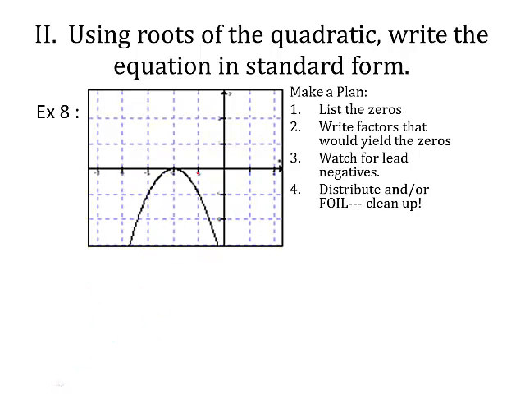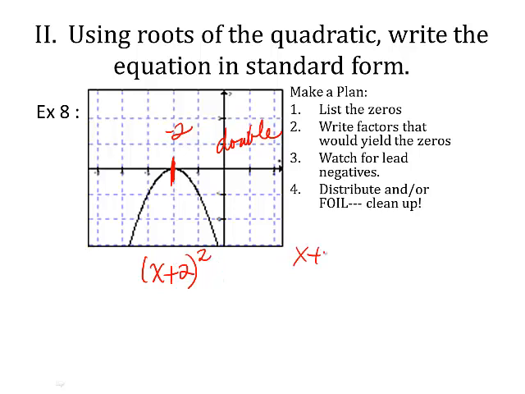How about this one? List the zeros. Well, it's only hitting right here at negative 2. Okay? Write factors that would yield these zeros. Well, if it's negative 2 on the graph, it's going to be positive 2 here. Now, there's supposed to be two solutions, right? It's a quadratic. We know that. But only one is showing up. Only one thing is touching the axis. So remember, that's a double root. So when you come to write the equation, you're going to have one factor, but it's going to be squared.